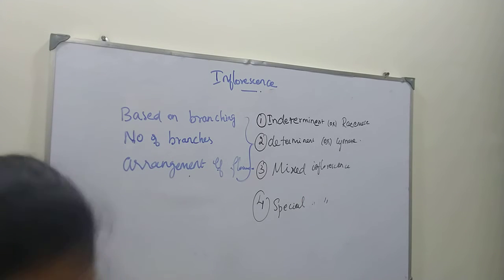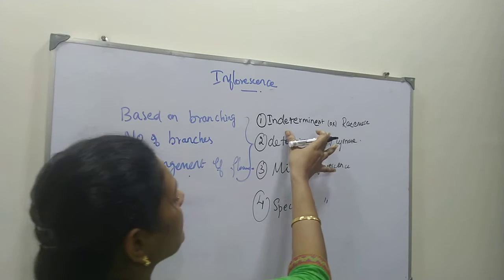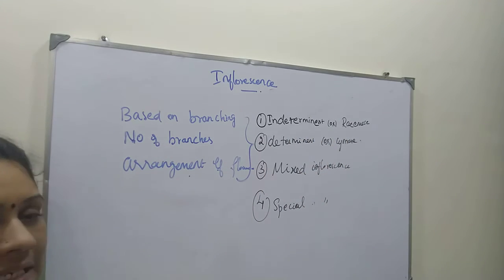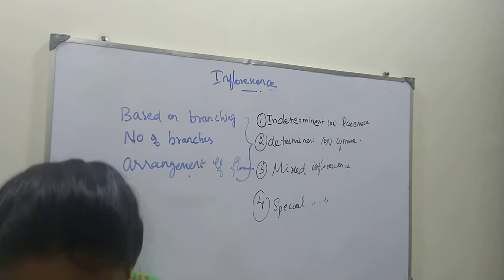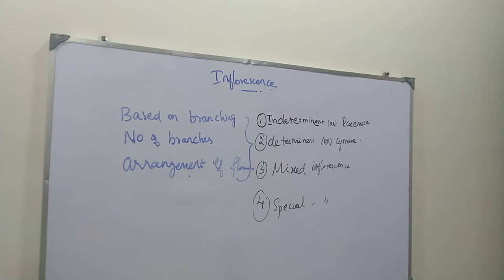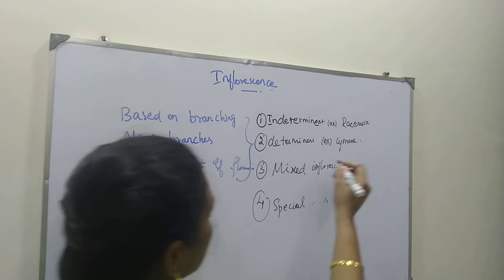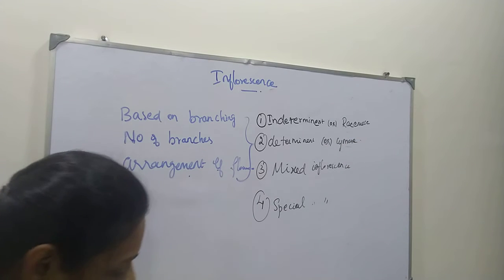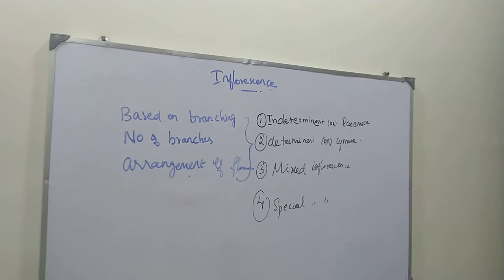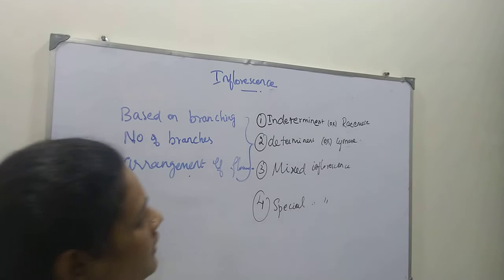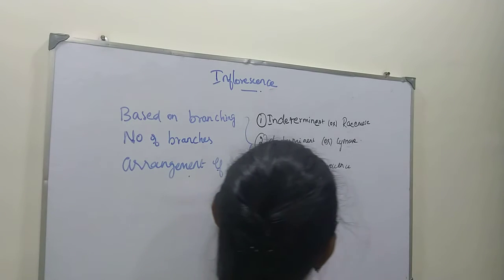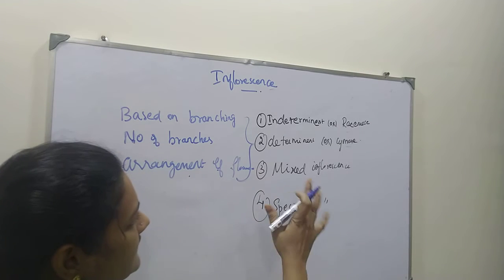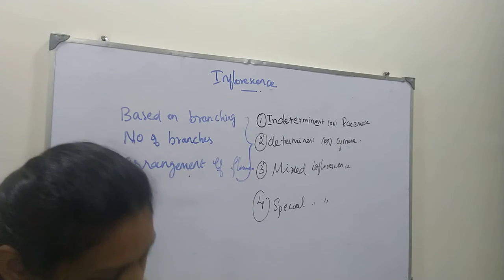Next I am coming to the indeterminate, which I am going to explain in detail in this video. First you should know about the Racemose and Cymose. What are these called? Racemose and Cymose. Generally you should know about these.